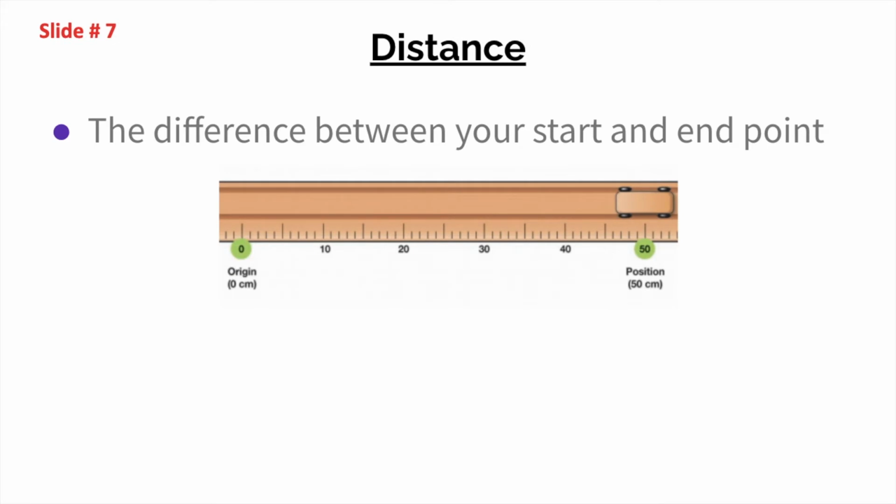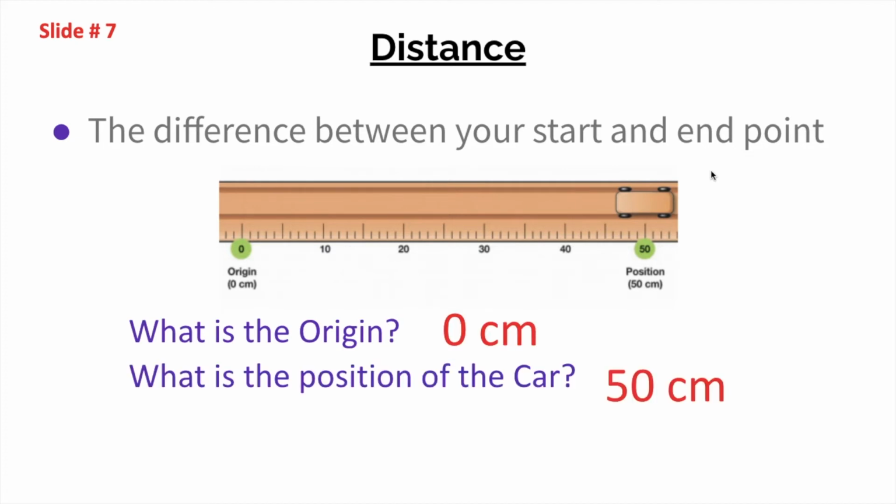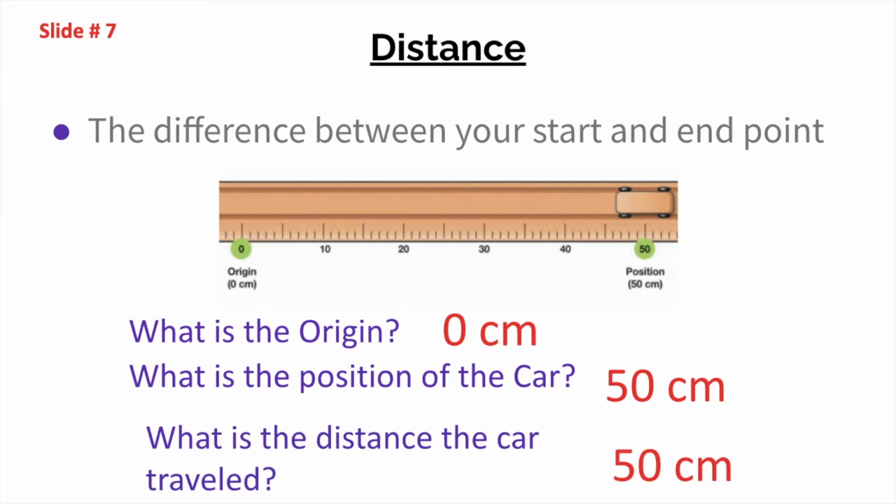This one's a little bit of a better example. Let's say we have a car that's running down a track. At its origin, the starting point, we're going to assign the origin to be at 0 centimeters and the current position of the car to be at 50 centimeters. Therefore, the difference between my starting and my ending point, my distance, is 50 centimeters.